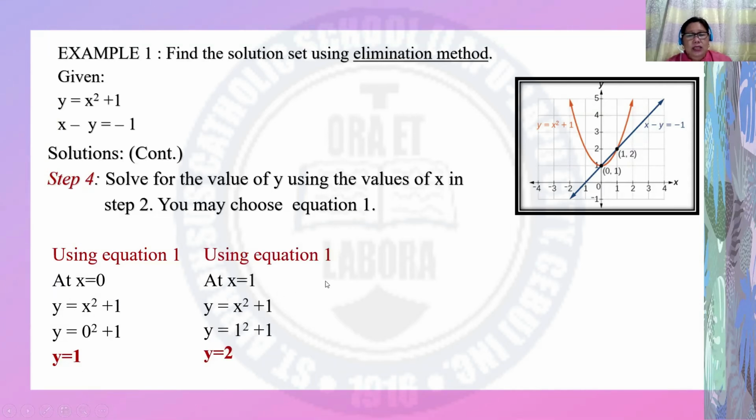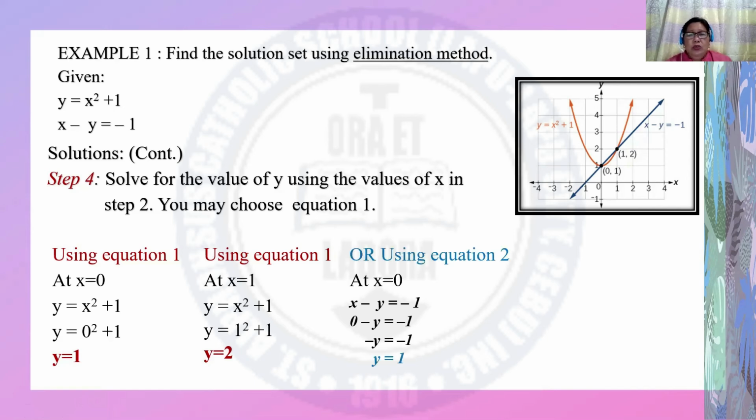Using equation 1 still, at x is equal to 1, this is the second value of x. So using equation 1, y is equal to x squared plus 1. Substitute 1 to x, so we have 1 squared plus 1 is equal to 2.